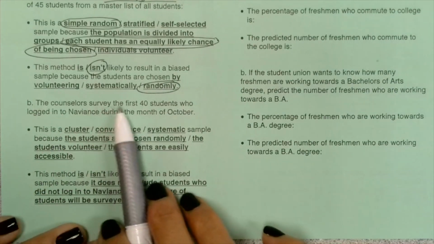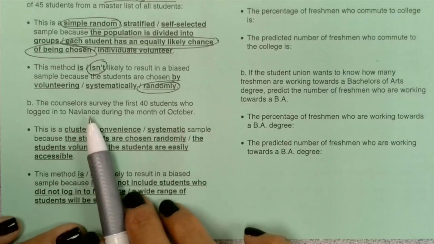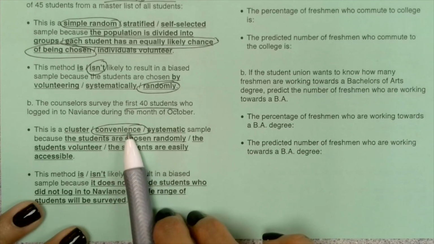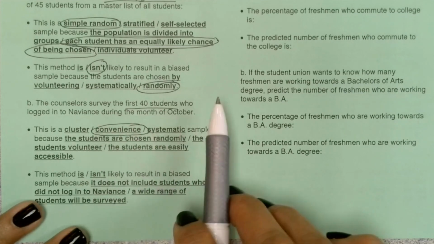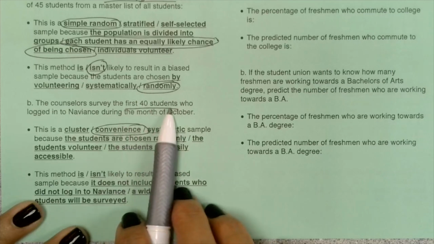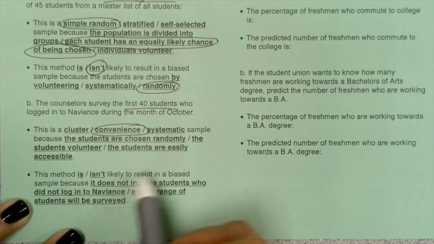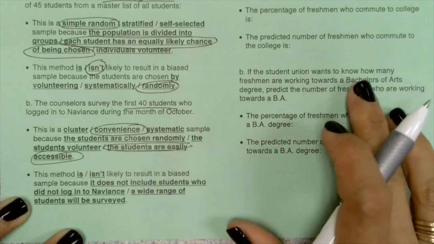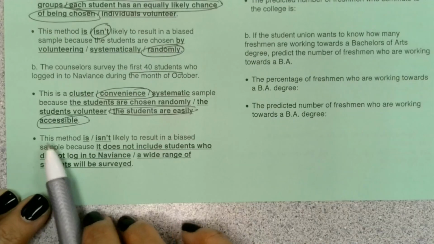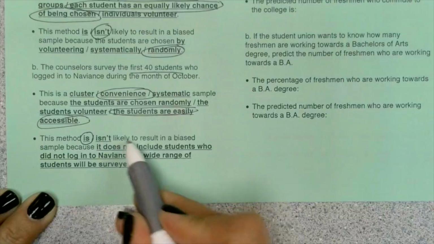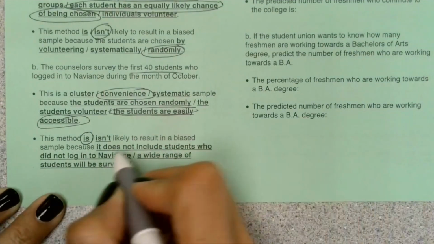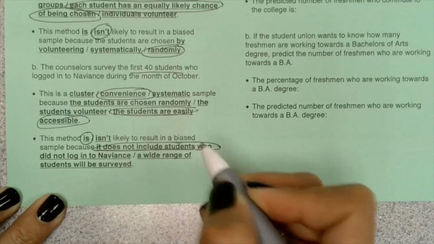Part B, the counselors survey the first 40 students who logged into Naviance during the month of October. So that's going to be convenience because they're not choosing like every 10th person, it's just the first 40 people who logged in. And the reason why is the students are easily accessible. This method is likely to result in a biased sample because it does not include students who did not log into Naviance.